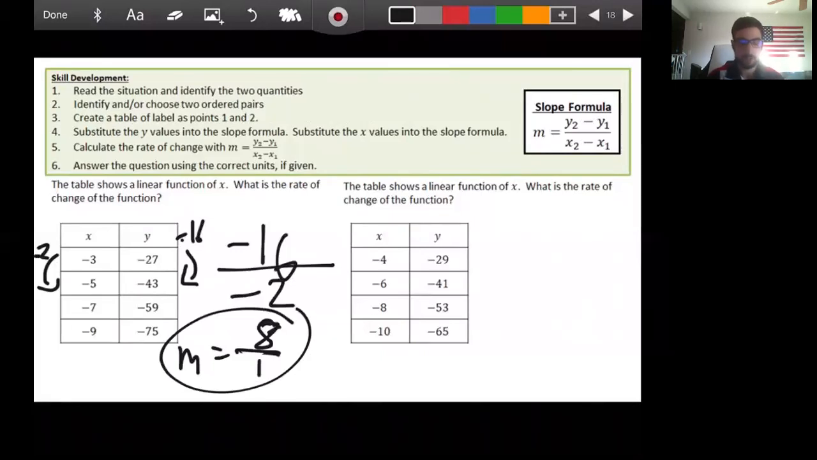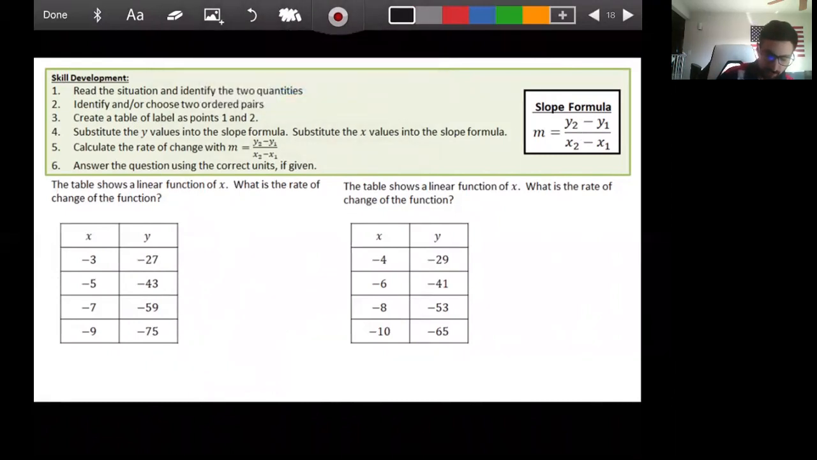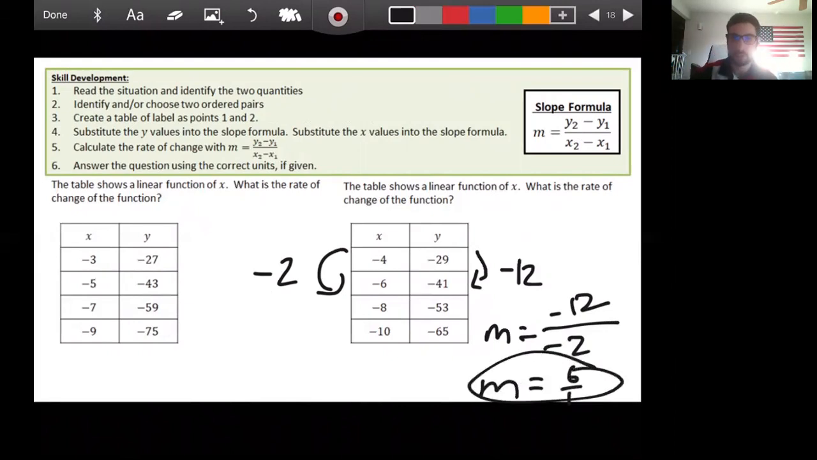So we're going to pause your video and try the one on the right. For the one on the right, from negative 4 to negative 6, I can see we're getting more negative, and that is negative 2. We went 2 more, and it's still more negative. Over here, negative 29 to negative 41, I see that's getting more negative, and it's getting more negative by 12. So now when I do this, m is equal to my change in y, which was negative 12, over my change in x, which is negative 2. Simplifying this becomes positive 6 over 1. So m is equal to 6 over 1. This is what my slope would be here.